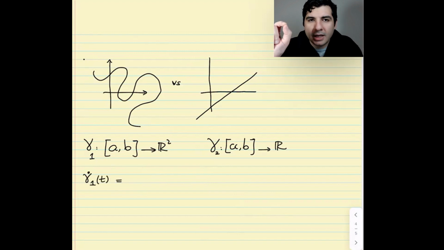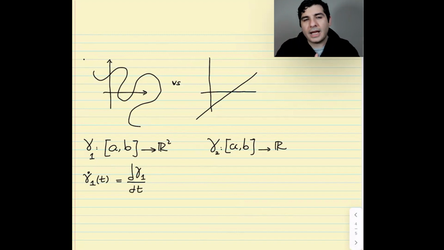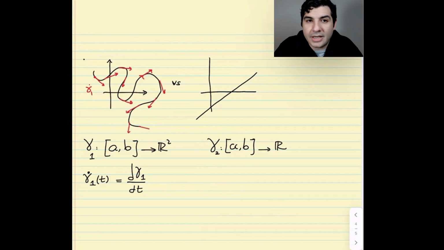The point is that if we take the derivative of gamma 1 with respect to t, we get the velocity vector. It's the vector tangent to the curve, okay? Let's look at this tangent vector along the curve. The essential thing is that the direction of this tangent vector along the curve is changing. Even if we fix its length to be constant, if we walk with constant speed, the direction is changing. What about gamma 2?